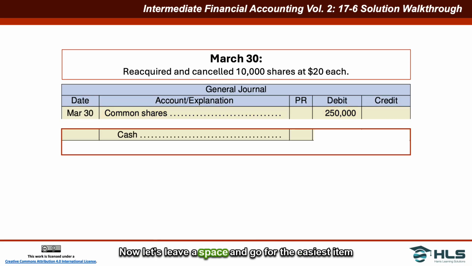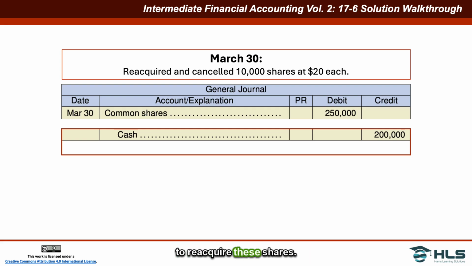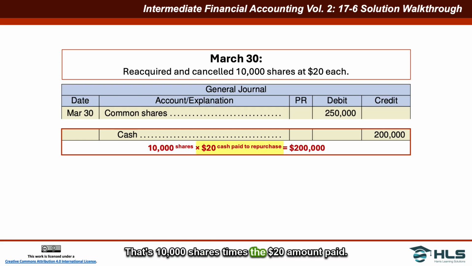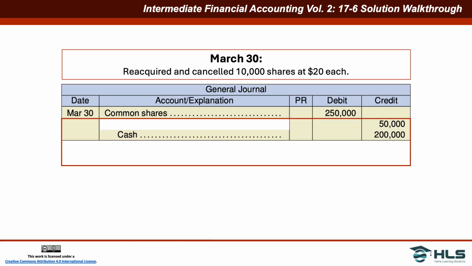Now let's leave a space and go for the easiest item of them all, the cash. The company is going to pay $200,000 to reacquire these shares. That's 10,000 shares times the $20 amount paid. To make the journal entry balance, we're going to need a credit. And the question is, where does it go?